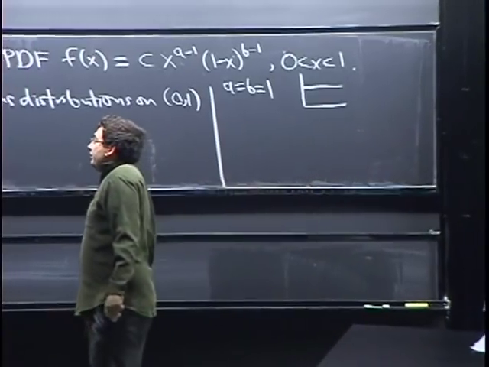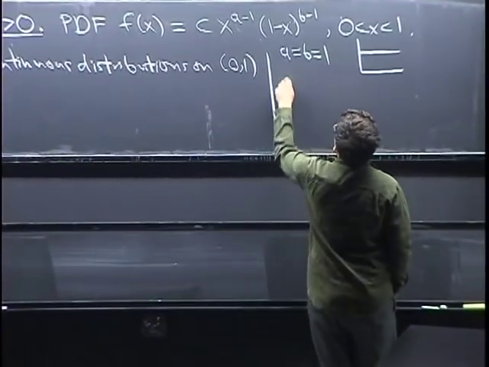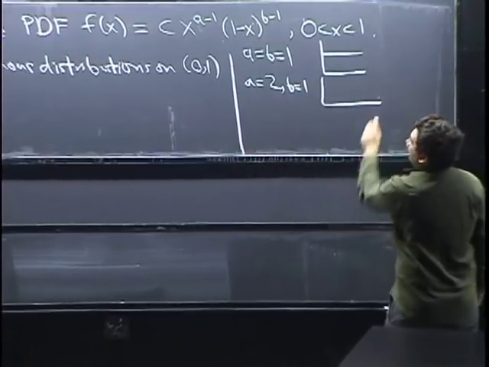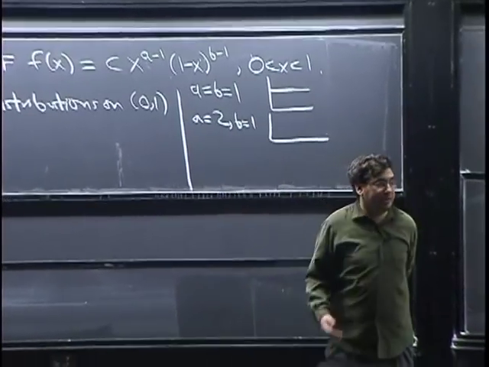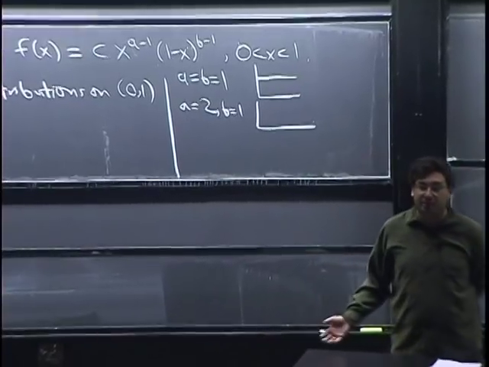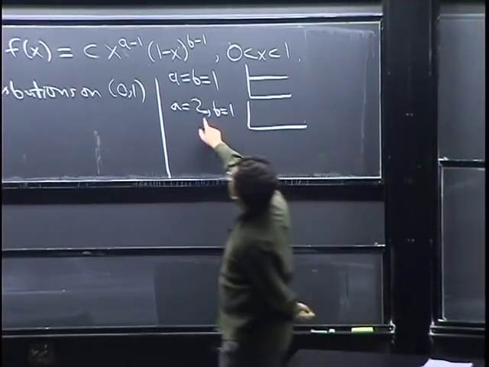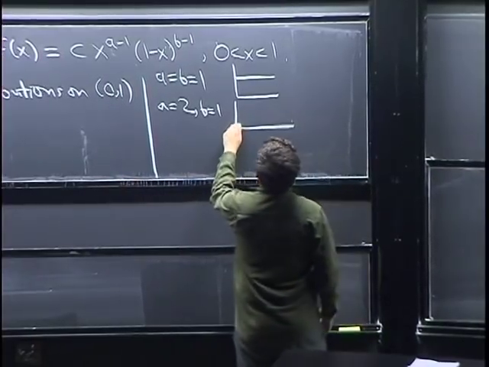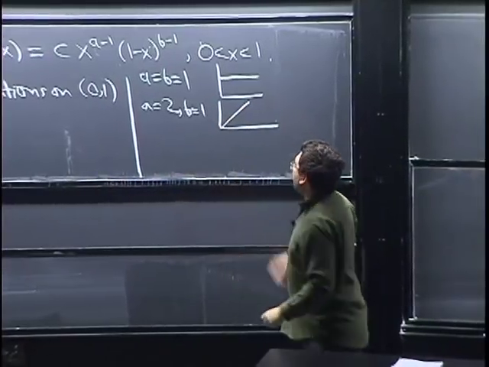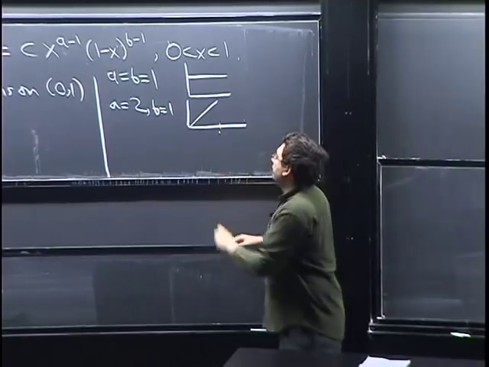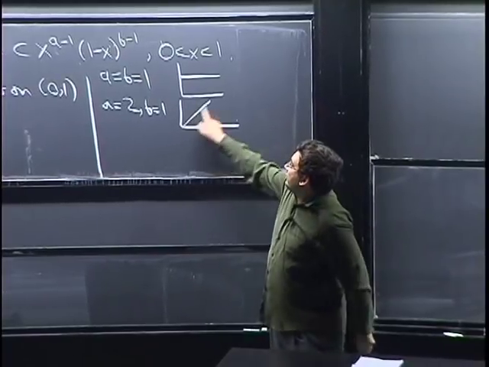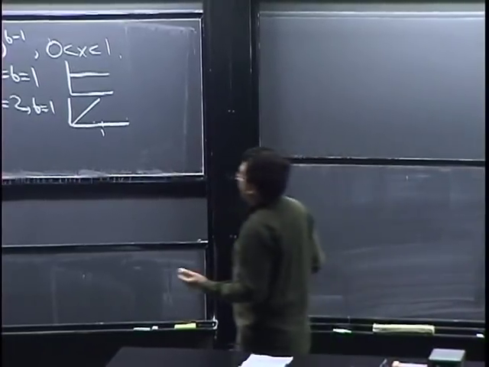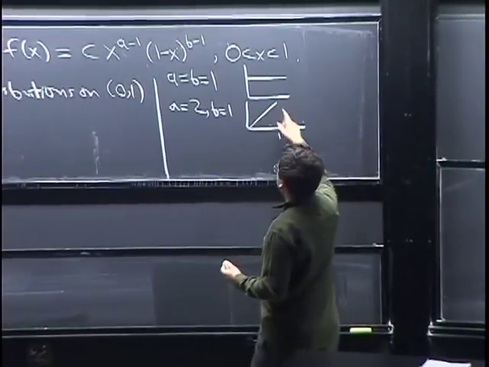But we could let A equal 2 and B equal 1, for example. A and B don't have to be integers either. They can be any positive real numbers. Okay, A equals 2, B equals 1. This term is gone, and then we just have x, so we would have something that increases linearly up to 1. This is 1 here, right? It would just increase linearly, and the area of this triangle has to be 1, so you figure out the slope.